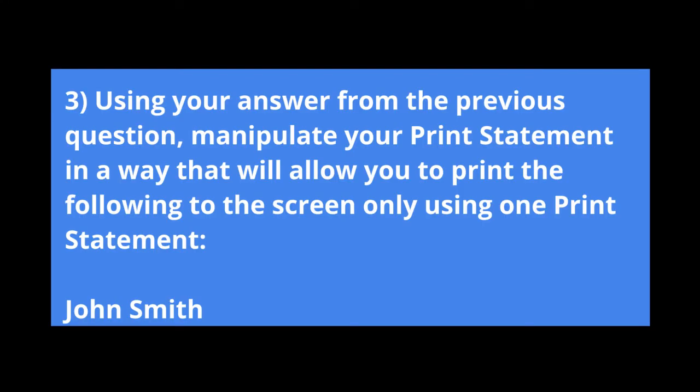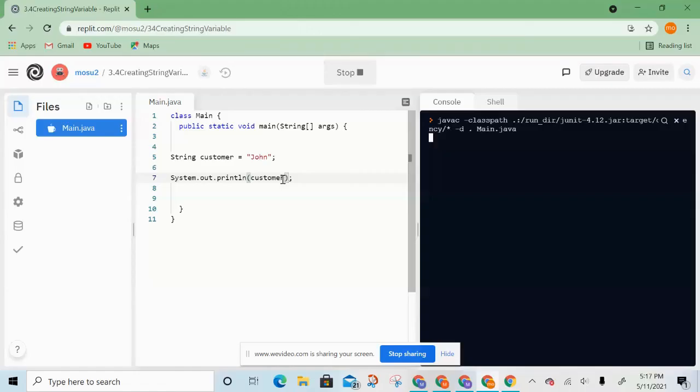All right, last question. So using your answer and code from the previous questions, manipulate your print statement in a way that will allow you to print the following to the screen. So I want you guys to print John Smith to the screen instead of just John by itself. So it's going to be the value of the customer along with the technically last name of Smith. So the thing is, the prompt wants us to basically print the customer name to the screen, space, and then right after have the last name Smith.